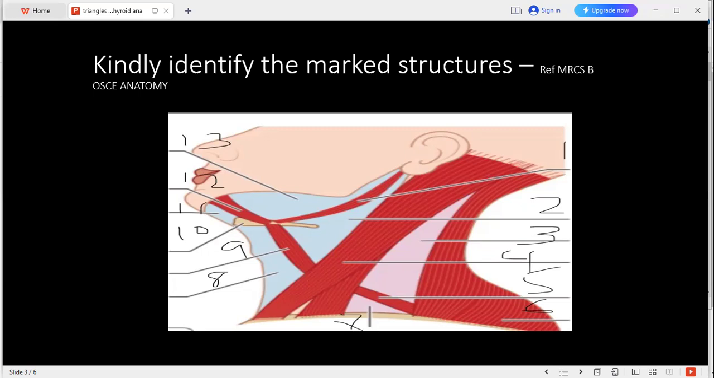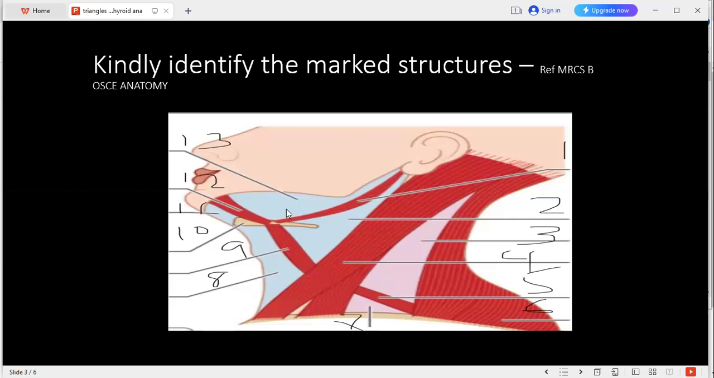The anterior triangle is divided further by the digastric muscle and the omohyoid muscle. Anterior to the anterior belly of digastric is the submental triangle, and posterior to it is the submandibular triangle. Below, the anterior belly of omohyoid divides this triangle further into anterior and posterior. The anterior is the muscular triangle, and the lateral is the carotid triangle.